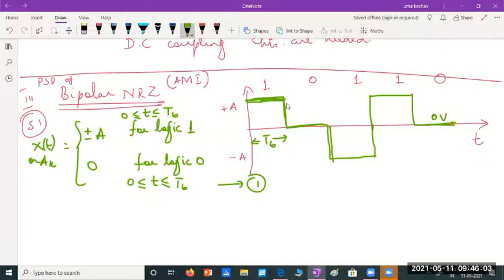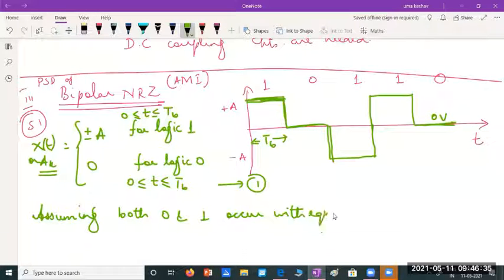So logic 1 is always represented with plus A or minus A, whereas logic 0 is represented with 0 volts always. This is our bipolar NRZ. Now, as usual, we can assume the second part is getting the probabilities. Here we have the amplitudes AK. So we'll get the probabilities, assuming both 0 and 1 occur with equal probability.